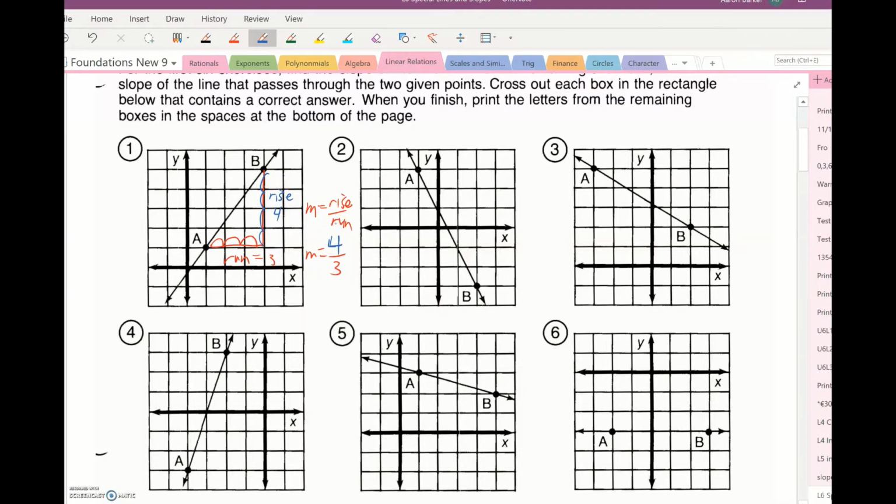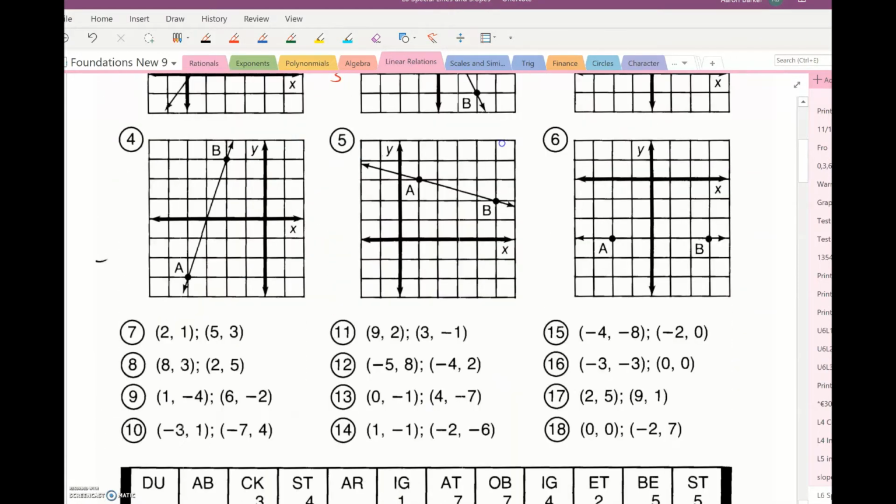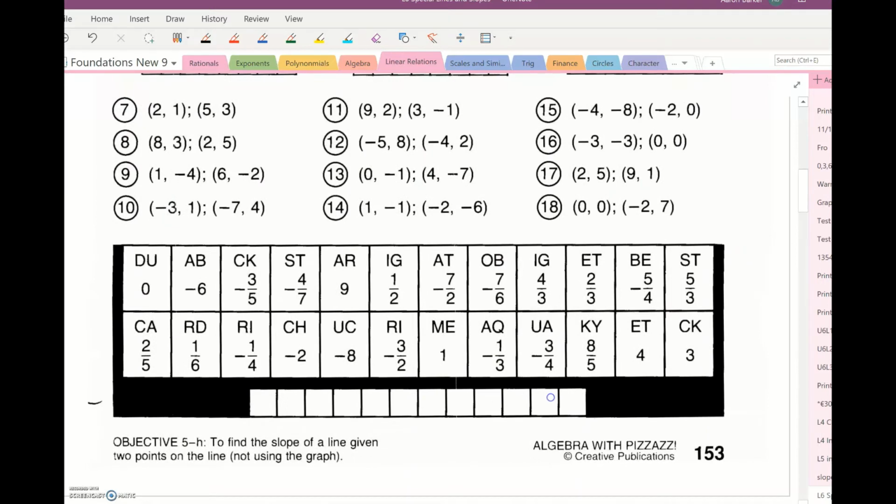So then you can go and solve the puzzle. To solve the puzzle, you find your answer 4/3 and you cross it off. So there's 4/3. I cross it off. And is there another 4/3? No. Whatever's left over will make your phrase.